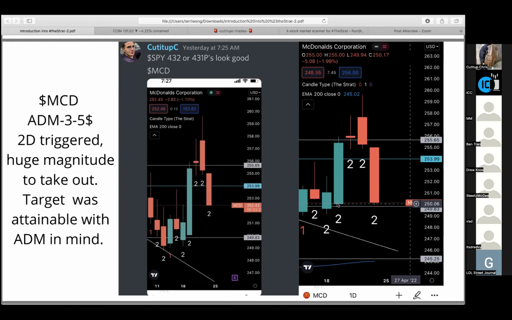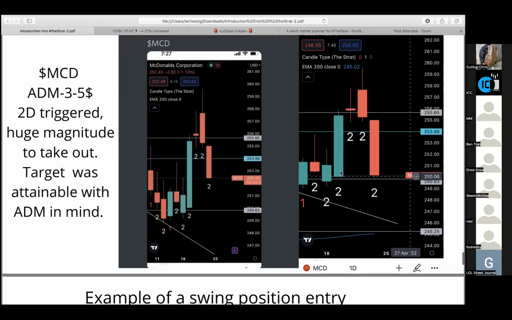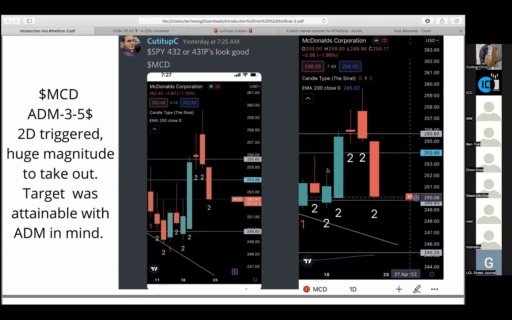Ended up hitting the previous bar's magnitude right here. Our target was hit, and these contracts on the next week's contracts, it was Friday, these contracts went like 90% towards the end of the day. So that's a cool one. These are just real-time examples from this week that I'm kind of seeing.